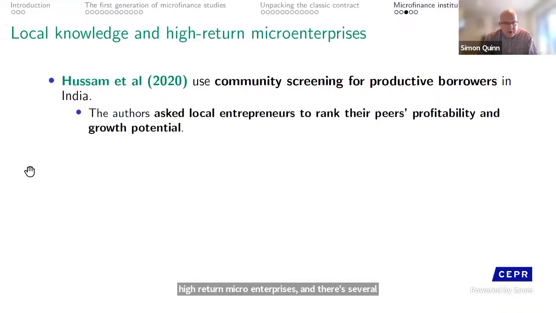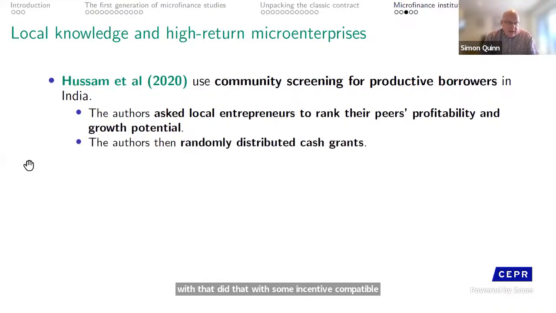First, by Hussam, Rigol and Roth in 2010, there's a notion of using community screening for productive borrowers. Now, in this case, it's not explicitly a microfinance paper, but we're clearly thinking about returns to capital among microenterprises and local knowledge about that return to capital, which is directly relevant for thinking about a lot of microfinance contracting issues. So in this case, the authors asked local entrepreneurs to rank their peers' profitability and their growth potential. And they did that with some incentive compatible mechanism, which we won't discuss today.